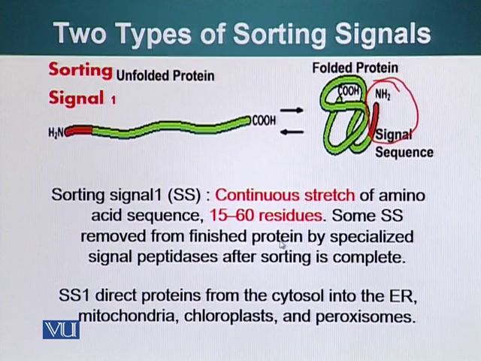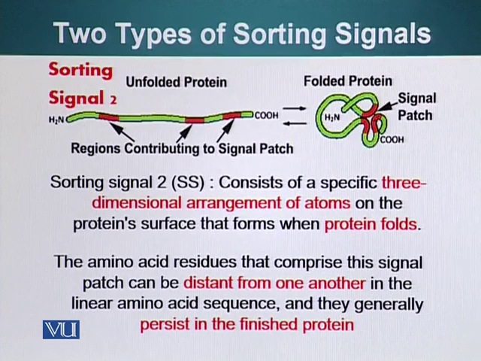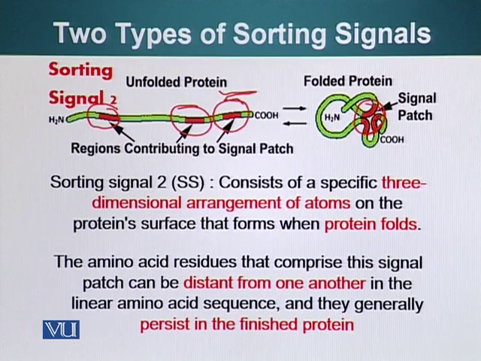The sorting signal type 2 is not a continuous segment of amino acids. It consists basically of a specific three-dimensional arrangement of atoms on a protein surface that forms when the protein folds. In the previous example, the signal sequence was a stretch of amino acids. In this case, the sorting signal type 2 is distributed at different parts of the protein which are not in continuation with each other. However, when the protein folds, these signal patches come together and form the sorting signal type 2.